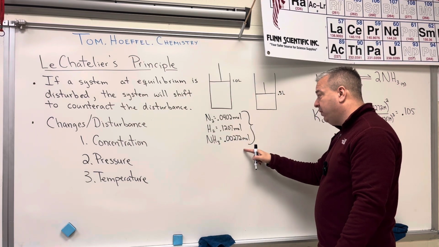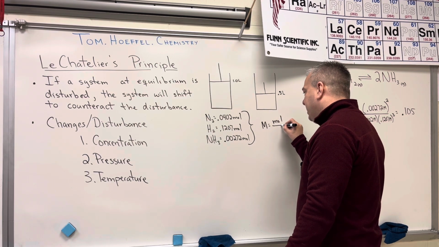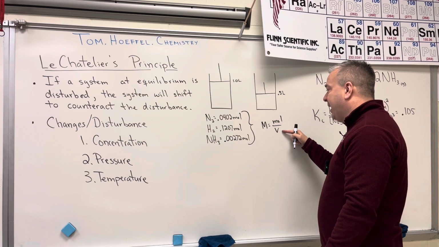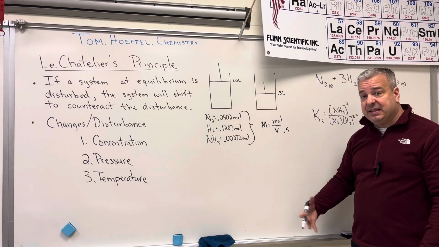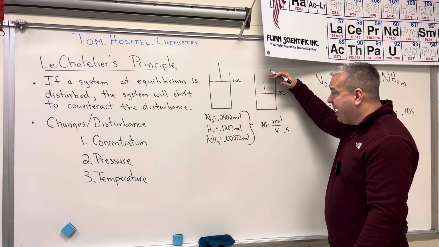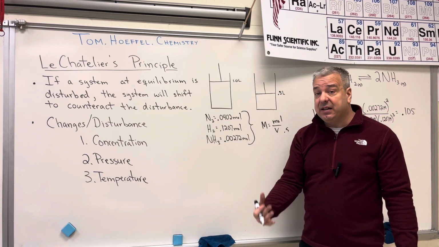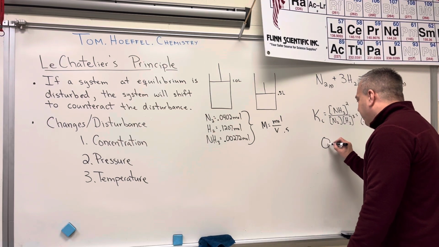So I'm going to take the moles, okay? And remember, to calculate molarity, you've got to take the moles and divide it by the volume. So I'm going to take all of these moles and divide it by 0.5, okay? And what that ends up doing is doubling the molarity, because these moles are now in half the amount of space, okay? So their molarities doubled. Well, let's see what happens when we double these molarities.